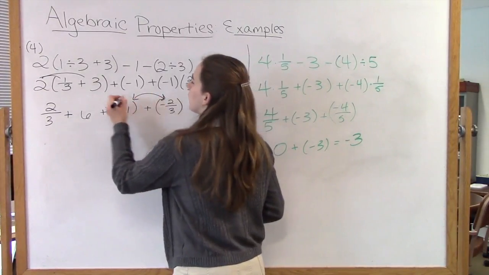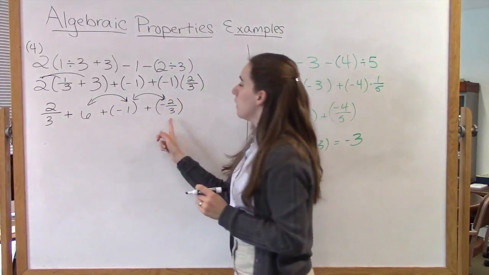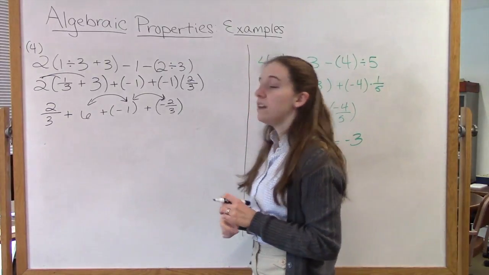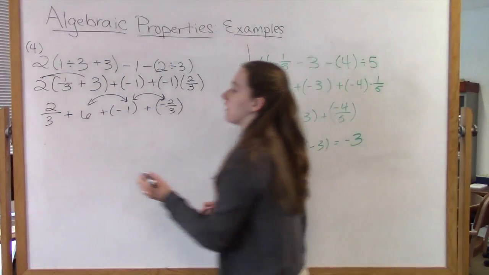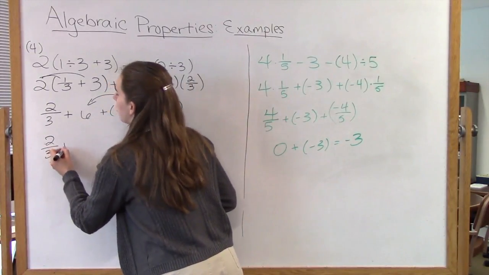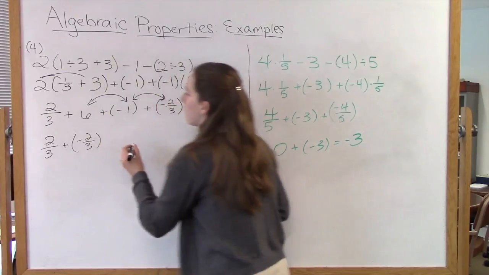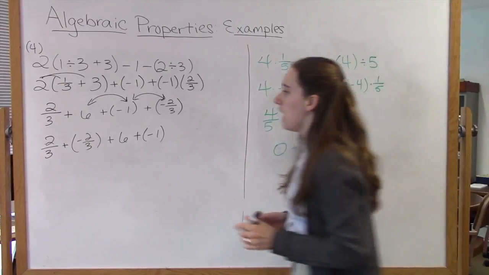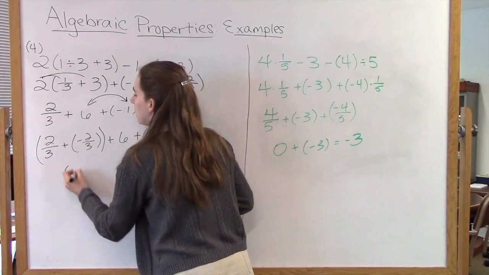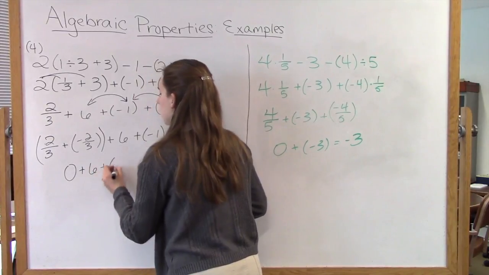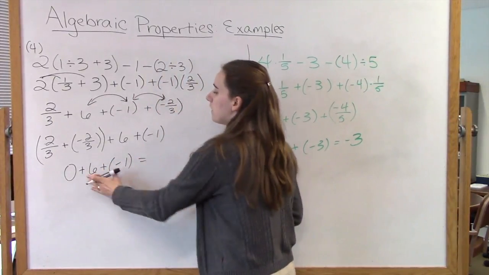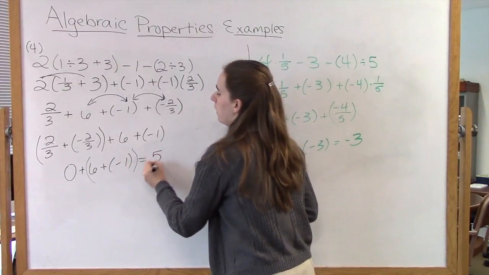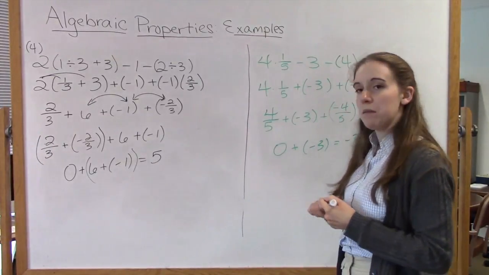Well, if I switch out my negative 2/3 and my negative 1, and then I switch that with the 6, I'll end up with the 2/3 and the negative 2/3 together. So I'm just using the commutative property twice. And I'm just going to write it as one step so we get used to it. So now I know that these first 2 terms add up to 0, plus 6, plus negative 1. So that's going to give me 0 plus, and then the 6 plus negative 1 is going to give me 5. So that would be my final answer there.